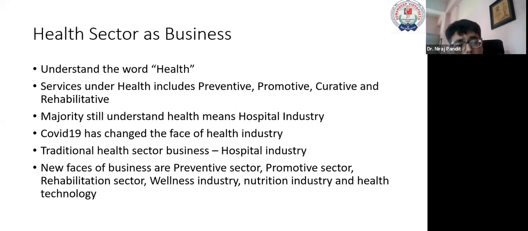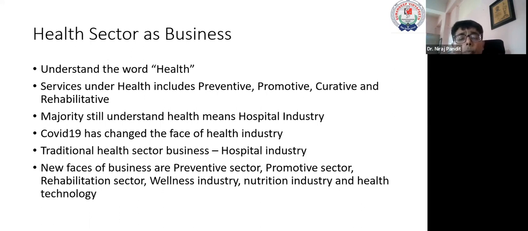Almost 95% of people are always healthy. Only 5% have some issue and need the services of a hospital, a nursing home or a doctor. With this 5% only, you can see how the curative industry, the hospital industry, has developed. Now you can expand the services under health.